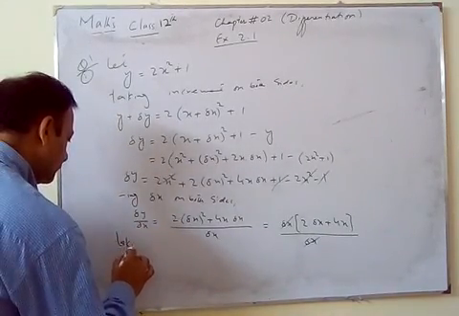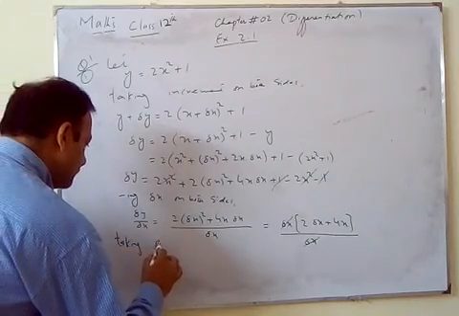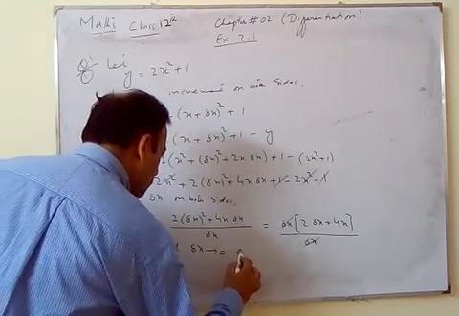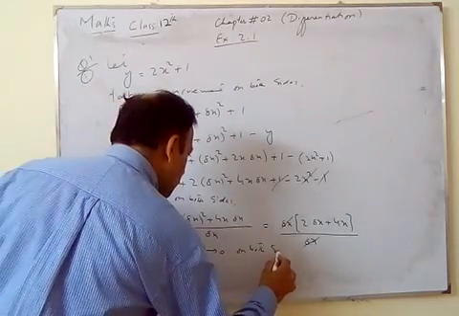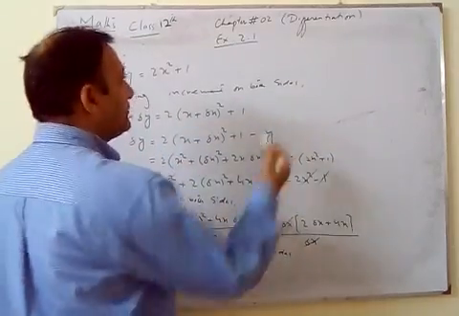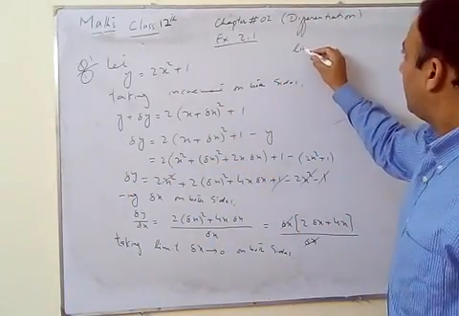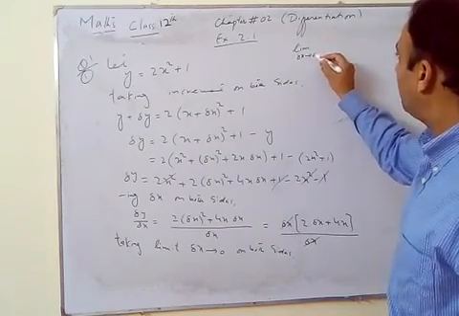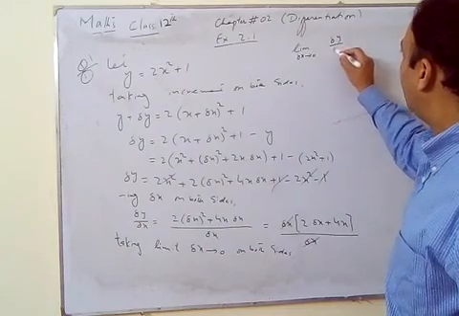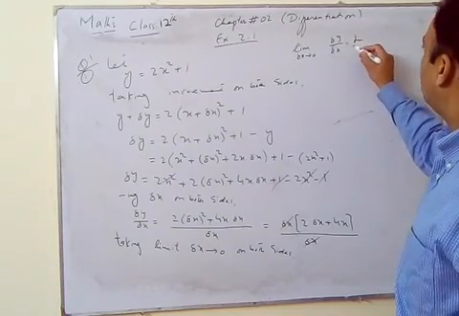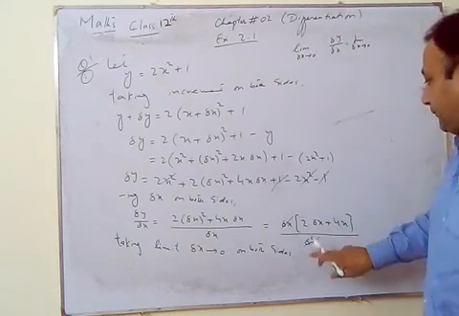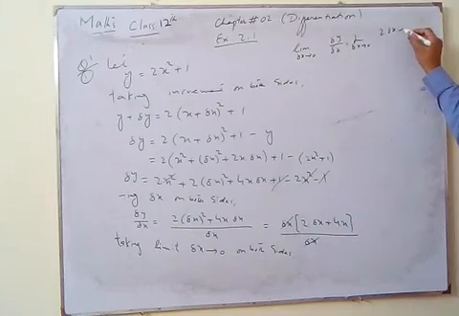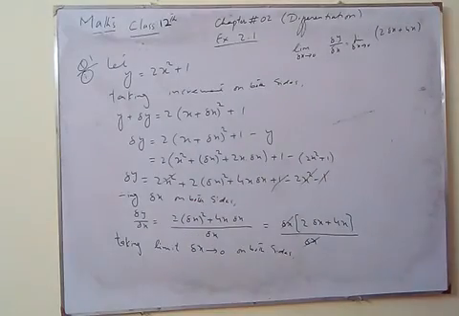Taking limit delta x approaches 0 on both sides. So when we take the limit delta x approaches 0, delta y by delta x is equal to limit delta x approaches 0 of 2 into delta x plus 4x.